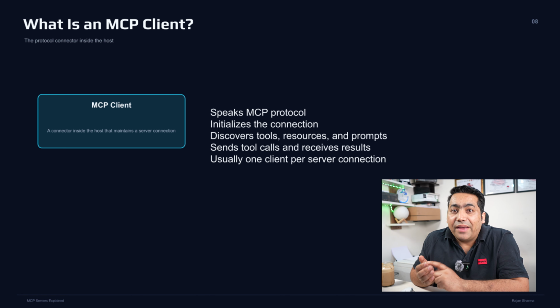Inside the host, we have the MCP client. The MCP client is the protocol connector. It knows how to speak with the MCP server. It initializes the connection, discovers what the server can provide, sends tool calls, and receives the results. Usually one client has one MCP server and one connection. So if the host connects to five MCP servers, it may have five MCP client connections. The idea is simple: the client is the bridge from the AI host to the MCP server.